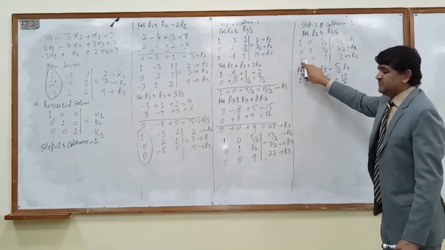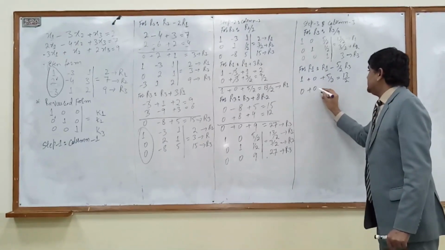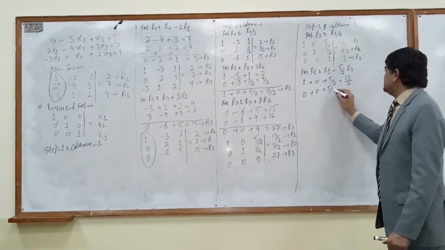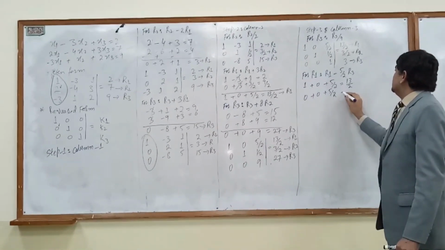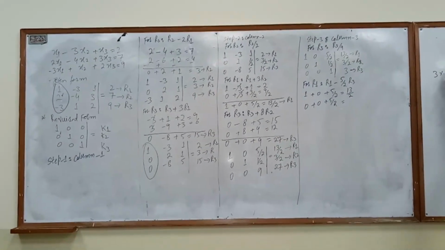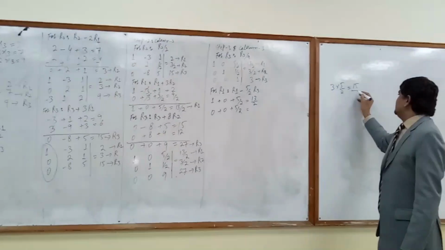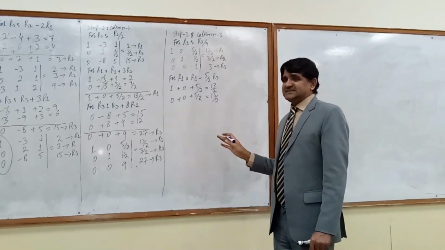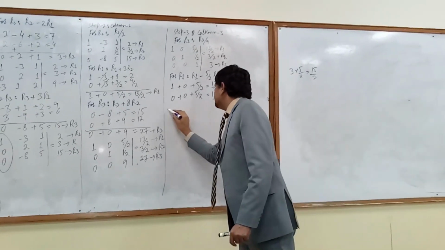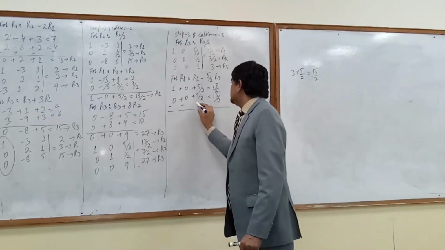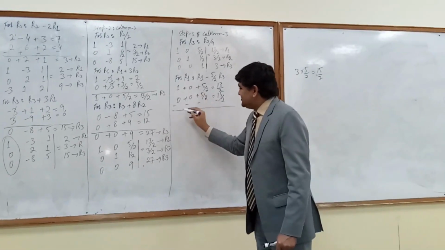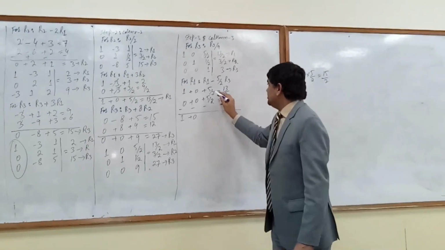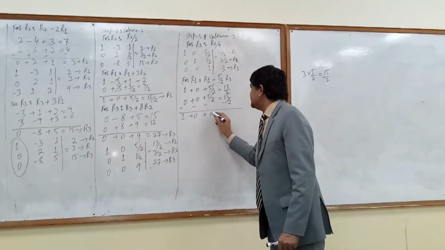0 multiplied by 5 by 2 is 0. 0 multiplied by 5 by 2 is 0. 1 multiplied by 5 by 2 is 5 by 2. Then 3 multiplied by 5 by 2 is equal to 15 by 2. Both are going to subtract, so the sign will be changed. 1 minus 0 is 1. 0 minus 0 is 0. 5 by 2 minus 5 by 2 is 0.